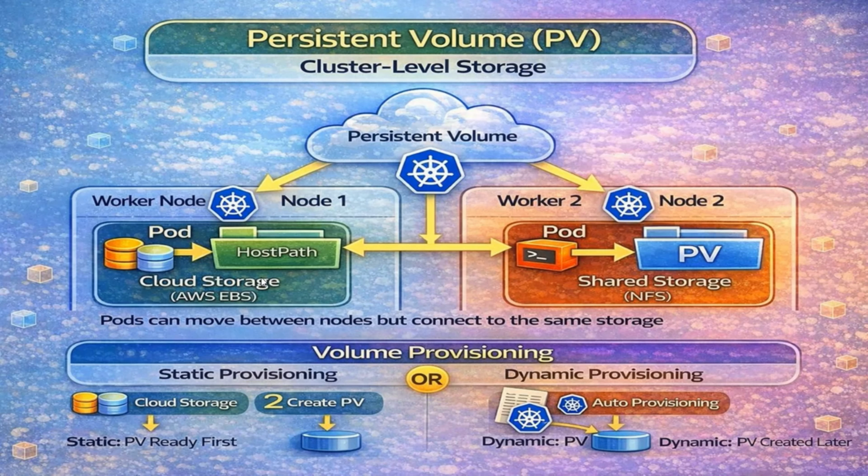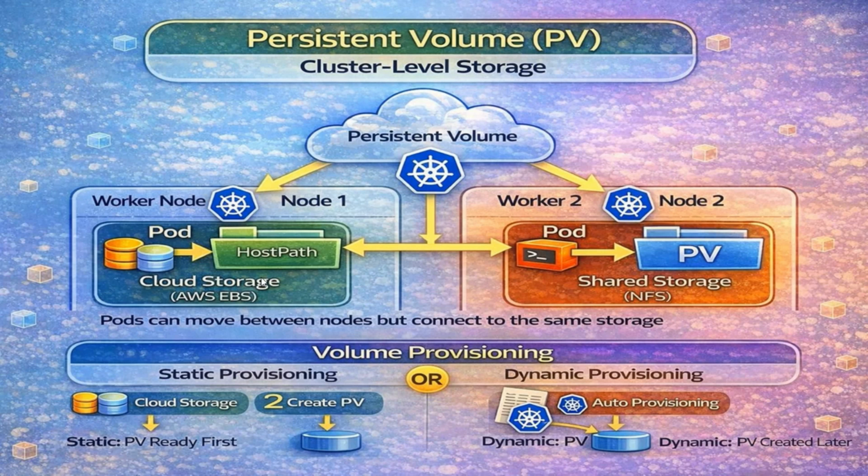A persistent volume is a piece of storage registered inside Kubernetes, which is backed by real storage outside the cluster. It is not inside the cluster. So this can be created at the cluster level. It is not node level or pod level. It is independent of any single pod.